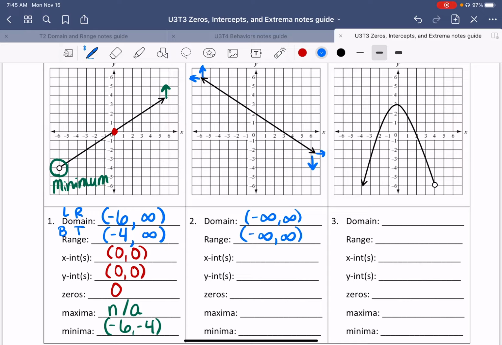All right, intercepts. Right there at 3. So this is our x-intercept. It is also going to be our zero of our function. So our x-intercept is at 3, 0. The zero of the function is just the 3. So the x coordinate of the x-intercept is always going to be our zero. For our y-intercept, that's crossing the y-axis at 2. So that's our y-intercept, 0, 2.